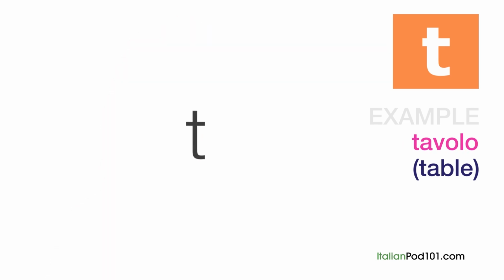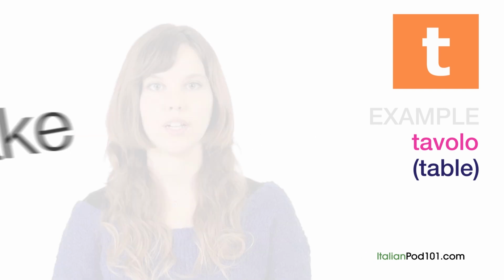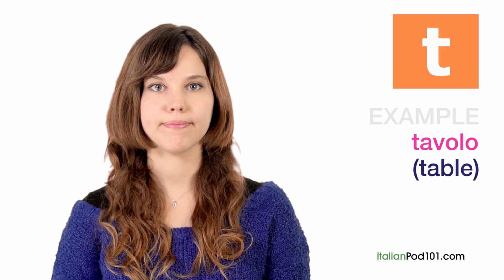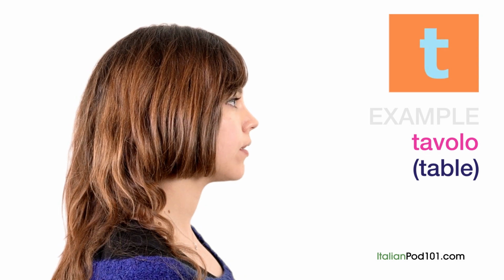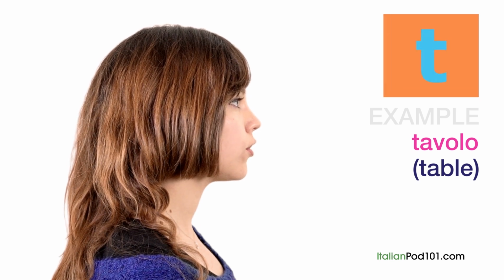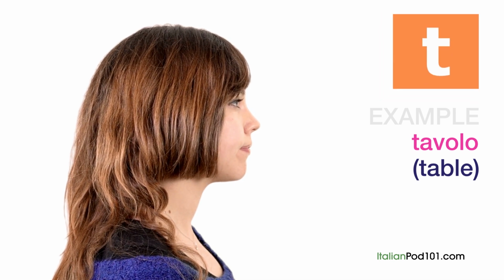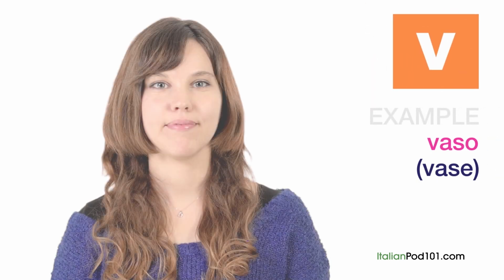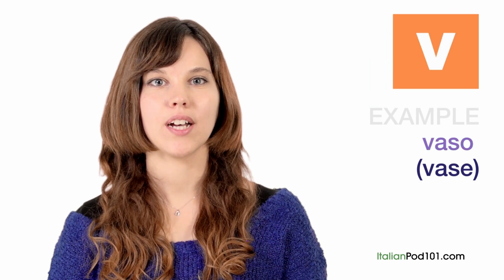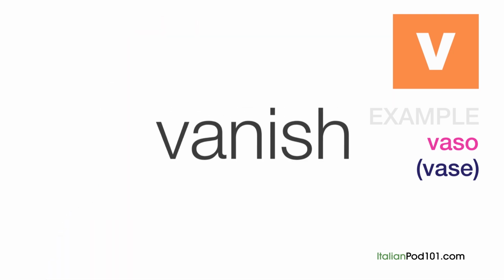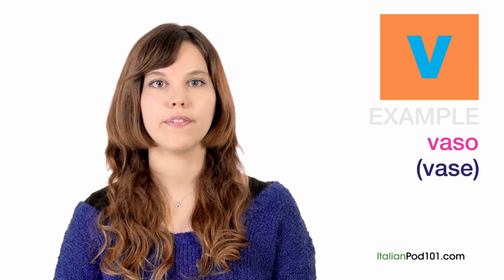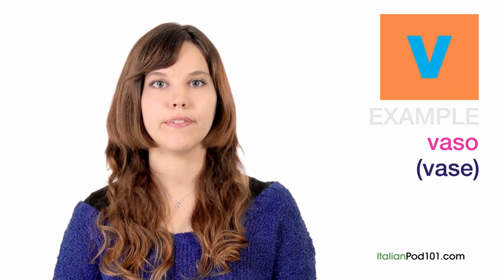The next consonant is T. Tavolo. Like the t sound in the English word take. T. The next consonant is V. Vaso. Like the v sound in the English word vanish. V.